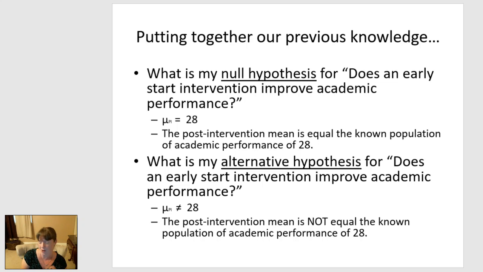That becomes my null hypothesis, the one that I'm hoping to reject. And then my awesome alternative research hypothesis answers this question, does an early start intervention improve academic performance, simply in the opposite way. It says, yes, academic performance will be different. Absolutely, we can change academic performance. So the mu, the average for the kids who get Head Start, is not going to be equal to 28, right? Post-intervention, that average is not going to be equal to 28. Getting Head Start in the population is going to have some meaningful difference. So if I get something like 30, that represents a meaningful difference.